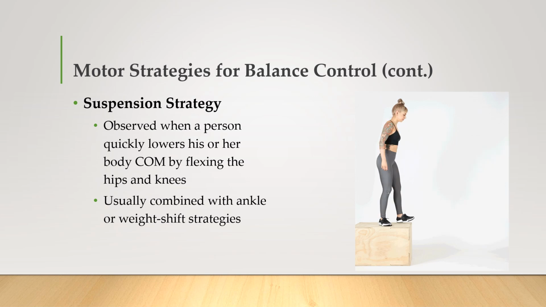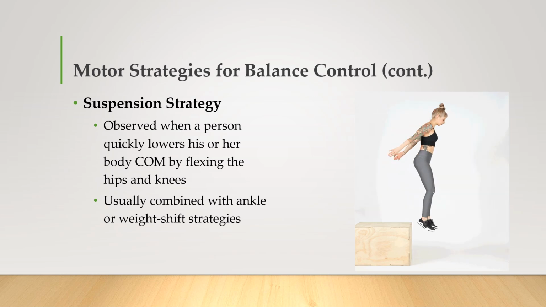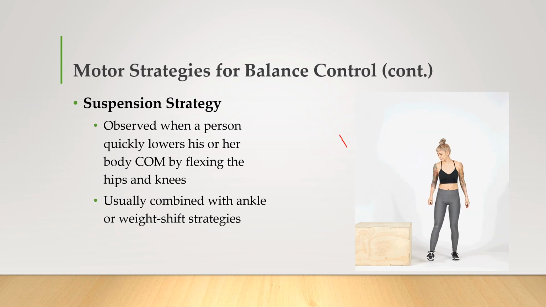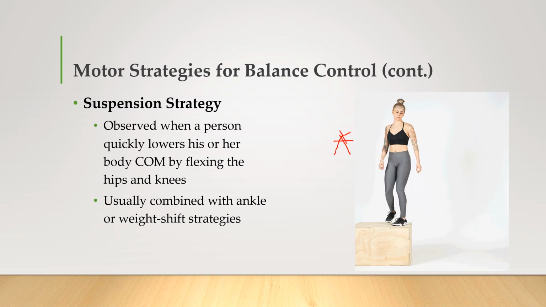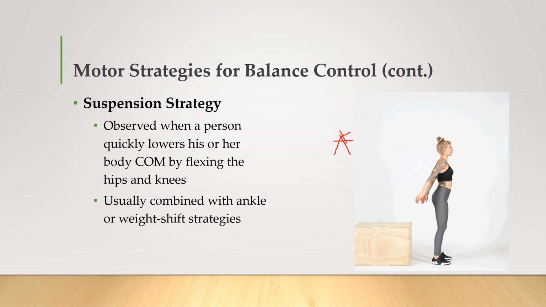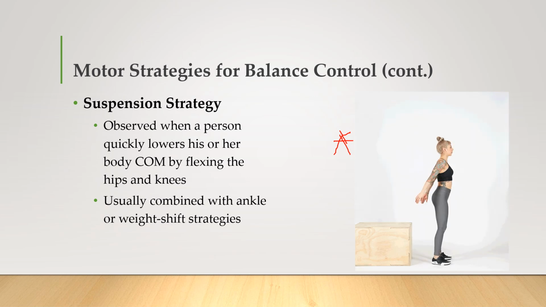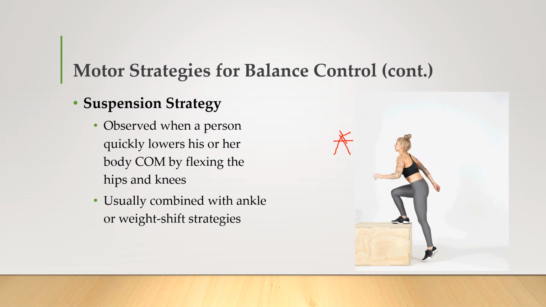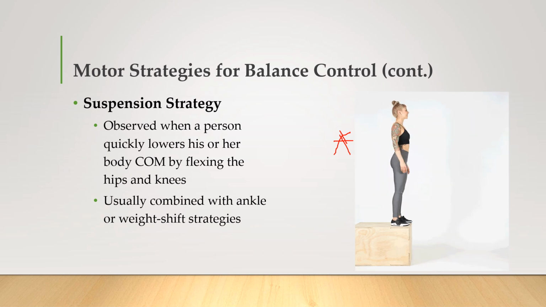Next up, we have our suspension strategy. So this is observed when a person quickly lowers his or her body center of mass by flexing the hips and the knees. So in the image I have somebody jumping off of a box and they are going into a deep squat. The suspension strategy is really good for taking some of those compressive forces and acting as a shock absorber. So again, we are going to flex the hips, flex the knees, and you're probably going to see quite a bit of ankle dorsiflexion in that movement as well.